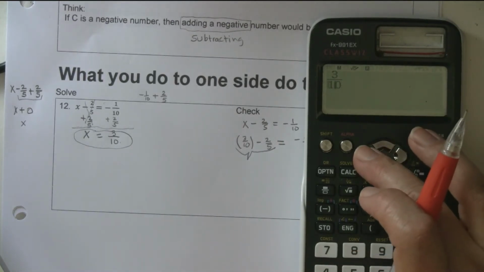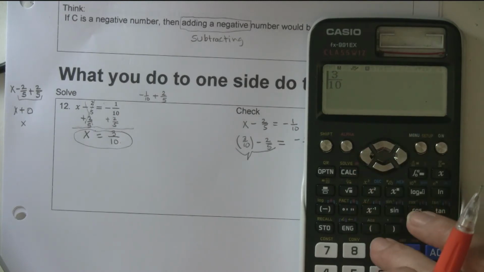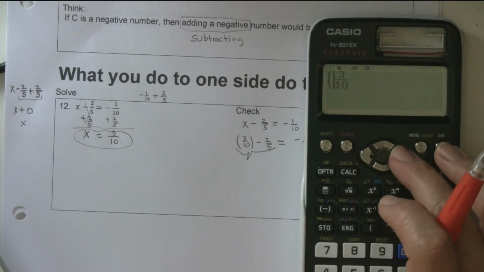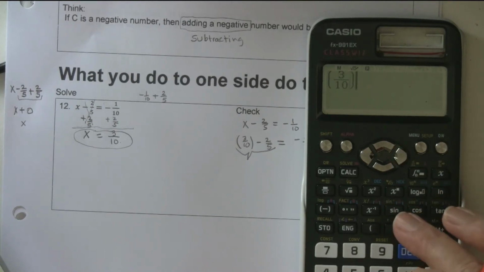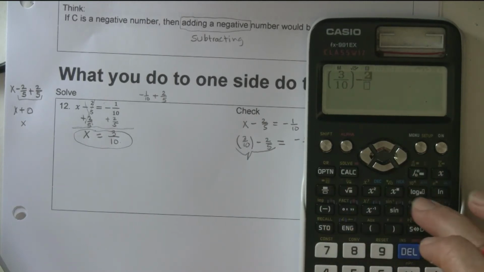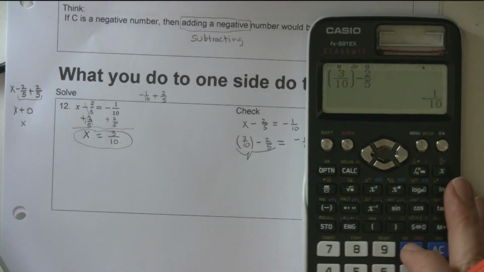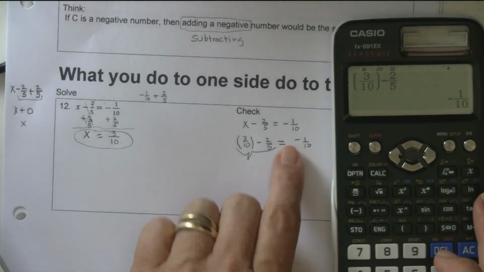I'm going to go back and add in the parentheses here. So I just kind of arrowed back here and I'll put the parenthesis there. And then I'm going to arrow forward and put the parenthesis there. And then what do I have? Minus 2/5. And boom, negative 1/10. Hot diggity dog, that's what I wanted.